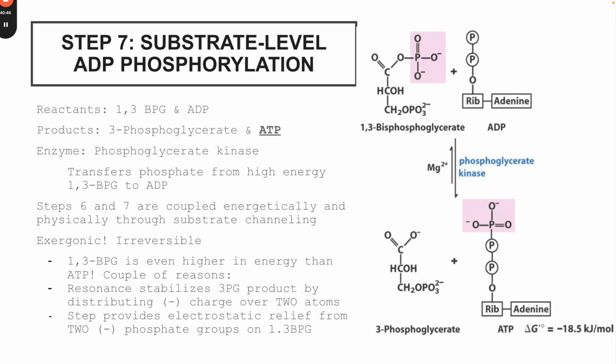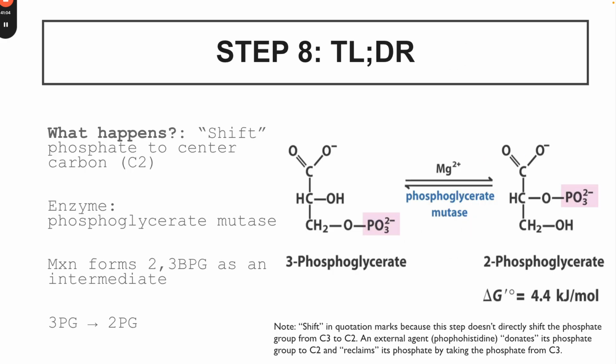One thing to note, it's exergonic and it's irreversible. After this step, it cannot be reversed. So 1,3-BPG is even higher energy than ATP. That's why we can make ATP with this molecule. And then this step provides electrostatic relief from the two negatively charged phosphate groups on 1,3-BPG, like I said.